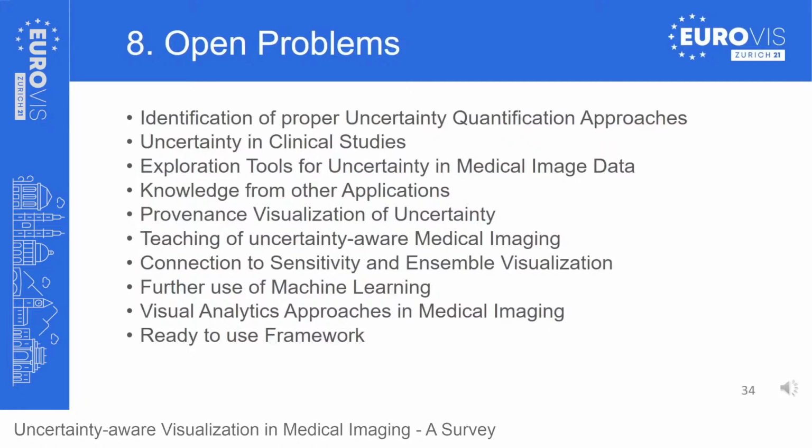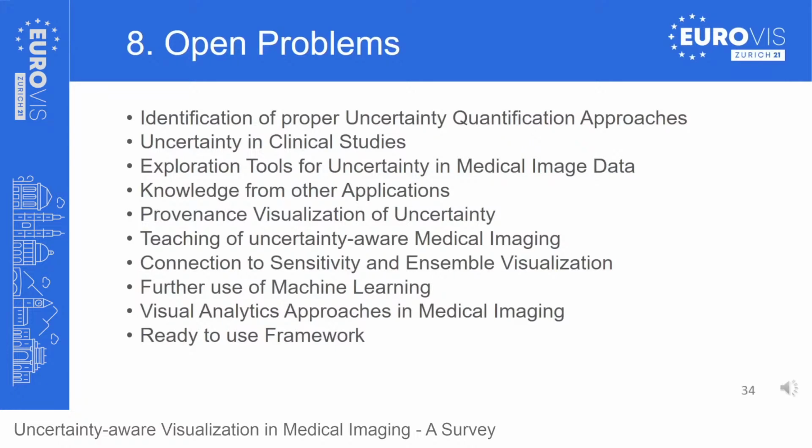The first open problem is the identification of a proper uncertainty quantification approach. There are usually multiple approaches available, and the question is which one to use. The next problem is the uncertainty in clinical studies. When using medical images for clinical studies, the question arises, how does this uncertainty affect the outcome of a study? The third problem is a lack of exploration tools for uncertainty in medical image data. Clinicians need to be enabled in understanding the made uncertainty quantifications and therefore require tools to explore them.